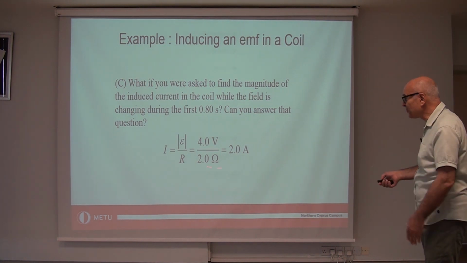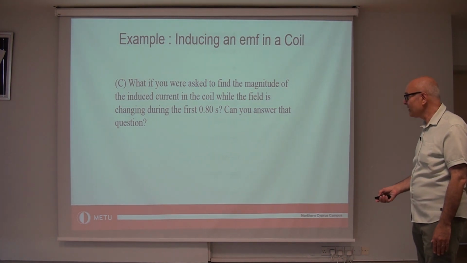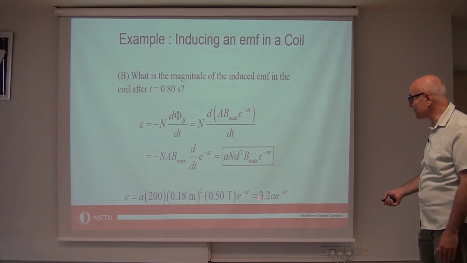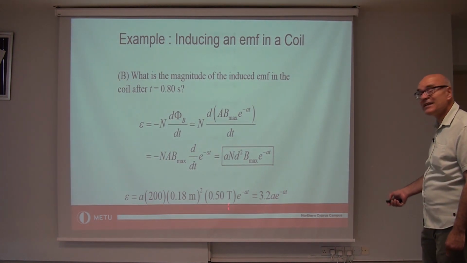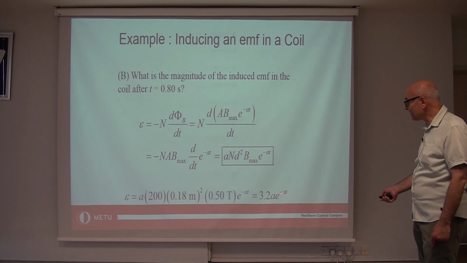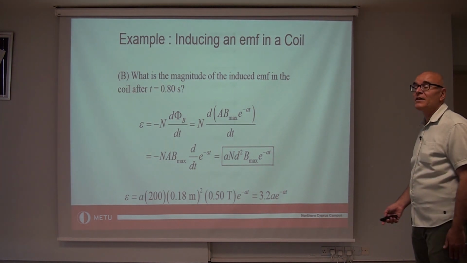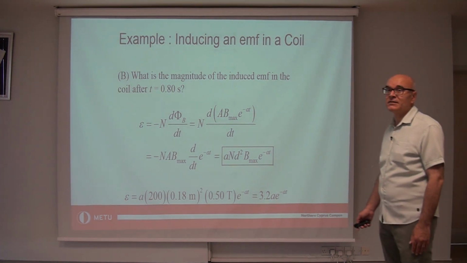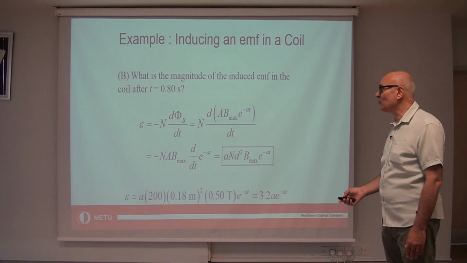After that, this current will start to decrease. Why? Because the electromotive force after 0.8 second will start decreasing with time. At later times, it becomes smaller and smaller, and so the current also will drop.